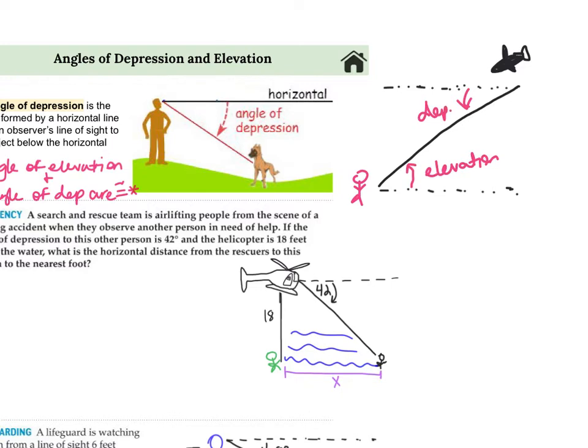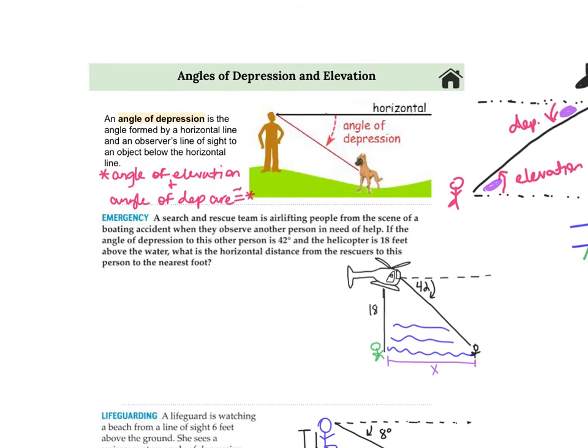So the reason these two angles are congruent, if we think back to Unit 2, when you have two parallel lines that are cut by a transversal, the alternate interior angles, remember, are congruent. So if our horizontal lines are parallel, which they are, then this angle of depression and the angle of elevation created are in fact congruent. So these would be your alternate interior angles by the parallel lines. Okay, so just keeping that in mind.